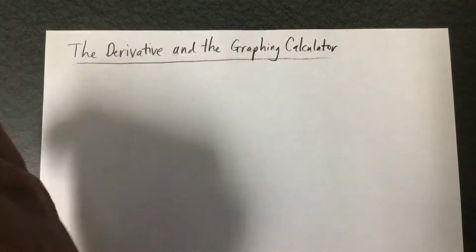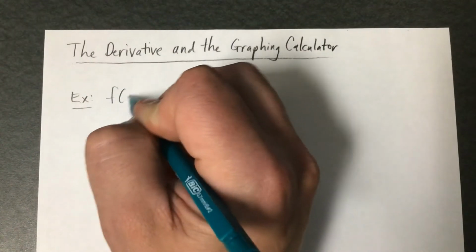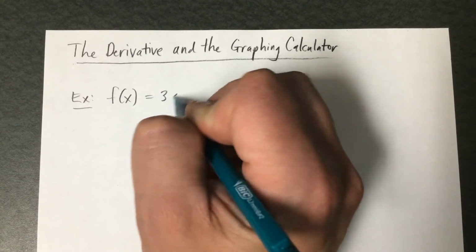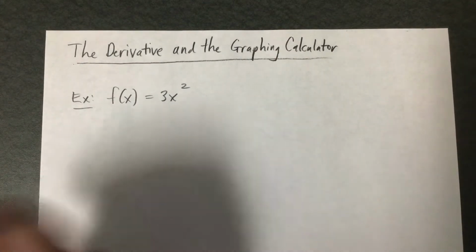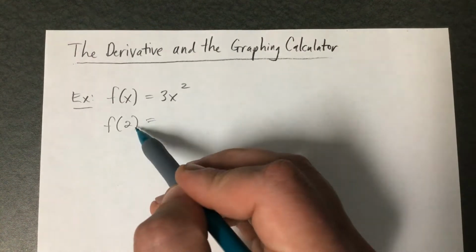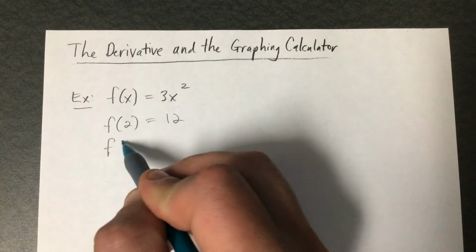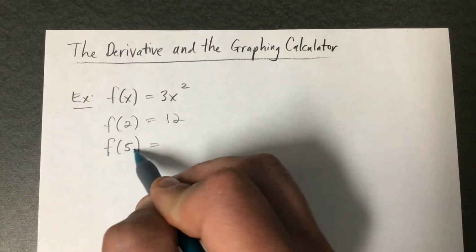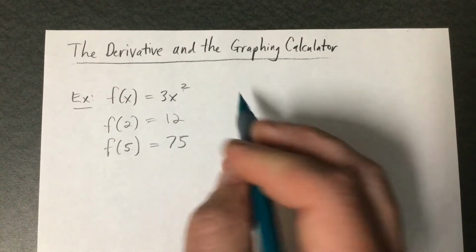So the first thing we're going to do is define a function. And we're just going to start with some examples. I'm going to say my function is just 3x squared. I want to keep this really simple. And let's calculate f of 2. We can certainly do that mentally. 2 squared is 4 times 3 is 12. Let's also calculate f of 5. 5 squared is 25 times 3 is going to be 75.